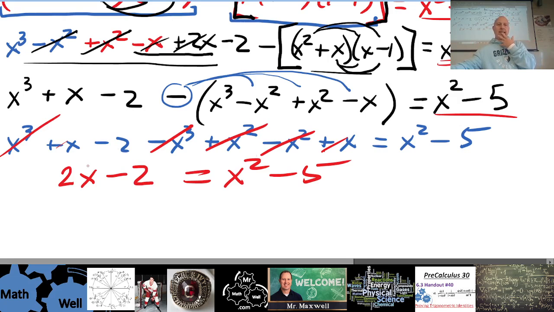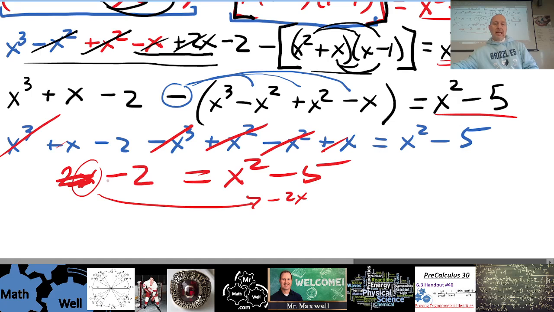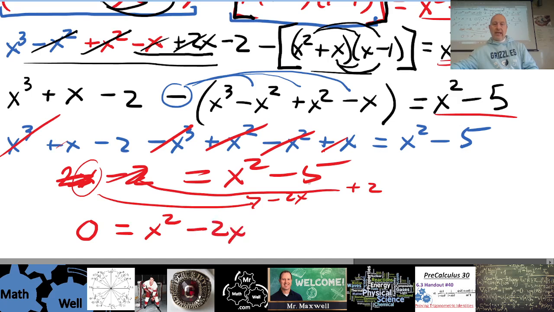So now I need to get all of these terms over to one side so I can let it equal 0, because it looks like I'm going to have an x squared and an x and a constant. So it's going to be a quadratic. I like the x squared term to be positive, so I'm going to bring everything over to the right side. So this 2x is going to come over here as a minus 2x, you see that? This negative 2 is going to come over here as a plus 2, you see that? So I've got 0 equals x squared minus 2x minus 3, because negative 5 plus 2.